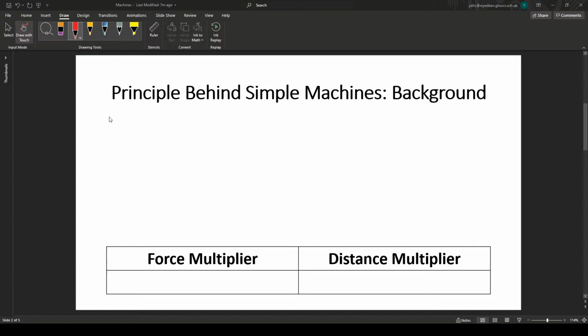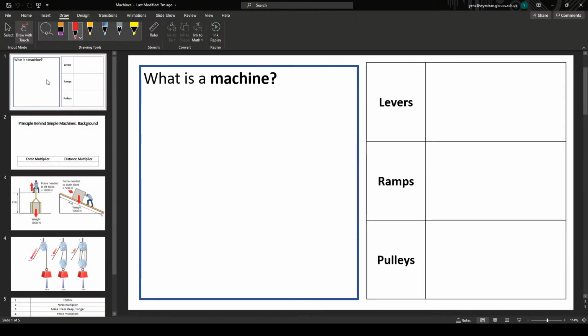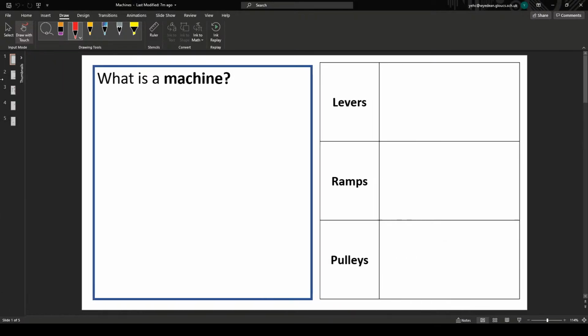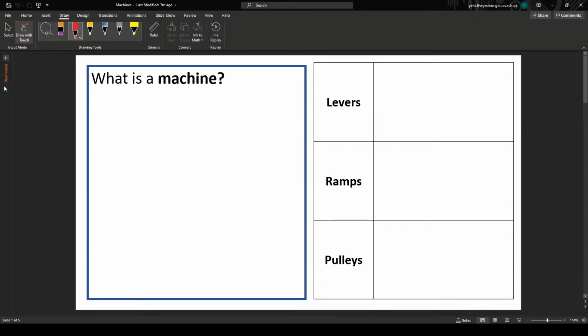In terms of what we're doing today, we're just finishing off our forces in motion topic with discussing machines. We briefly touched upon one type of machine last lesson when we talked about levers and how levers were related to moments, force times distance. So today we're going to be talking about other types of machines and how they help.